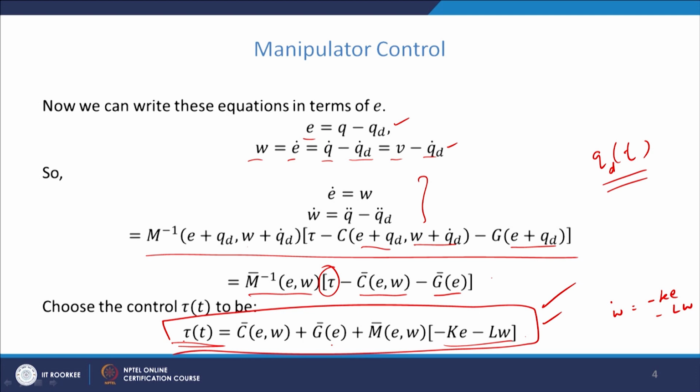As we have seen for the general robot manipulator, we calculate the control using the formula given in the last line, that is, tau equal to c bar plus g bar plus m bar into minus ke minus lw, where k and l are selected suitably to make the system asymptotically stable. So, using this procedure we can compute the control for example 2, and we get the desired torque, so that the assigned task is performed in a robust manner.